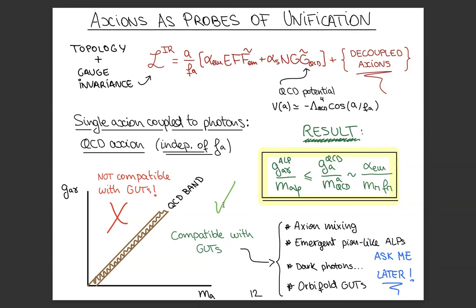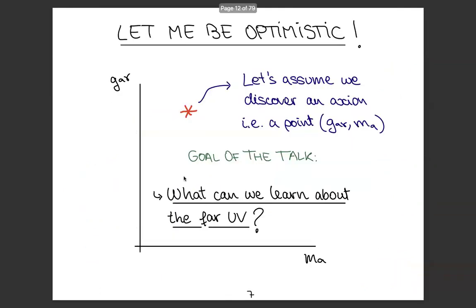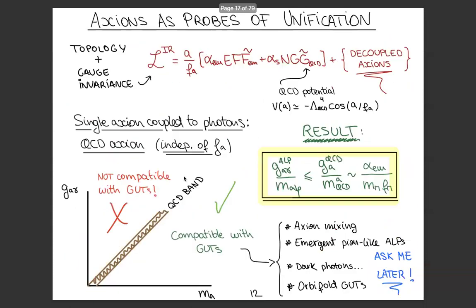But the predictive power of grand unified theories is telling you that any region to the left is never populated by axion-like particles. So if you find an axion in one of these future experiments well to the left of the QCD band, then you can be quite sure that, in a model-independent way, you are ruling out four-dimensional grand unified theories.